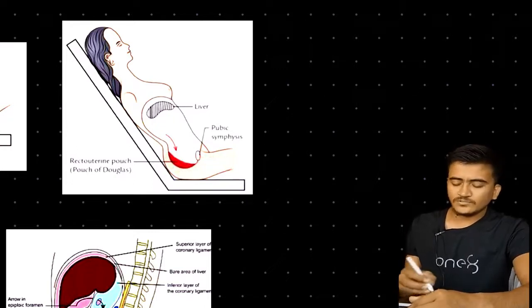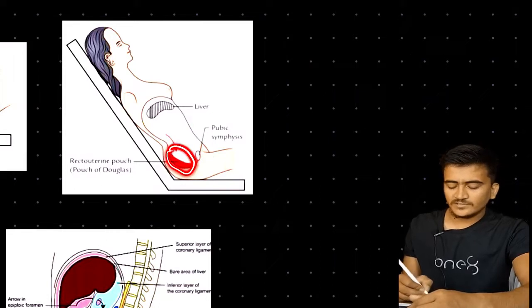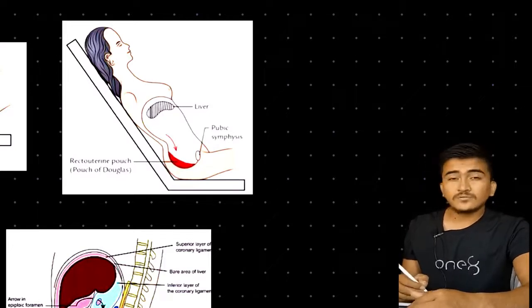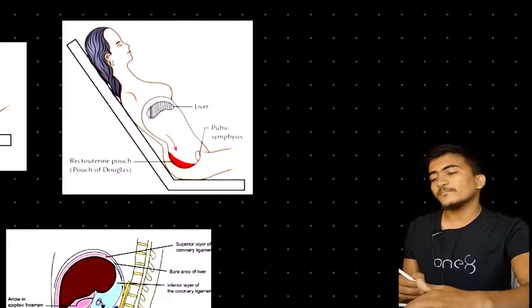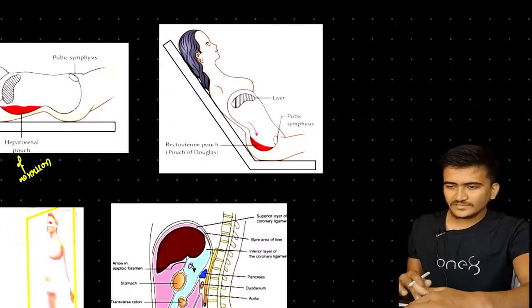So now what is going on? We told the patient to stand erect. Now this pus is right here. From here we are removing it transvaginally in the case of a female, and transrectally in the case of a male. Okay, this was all about this.